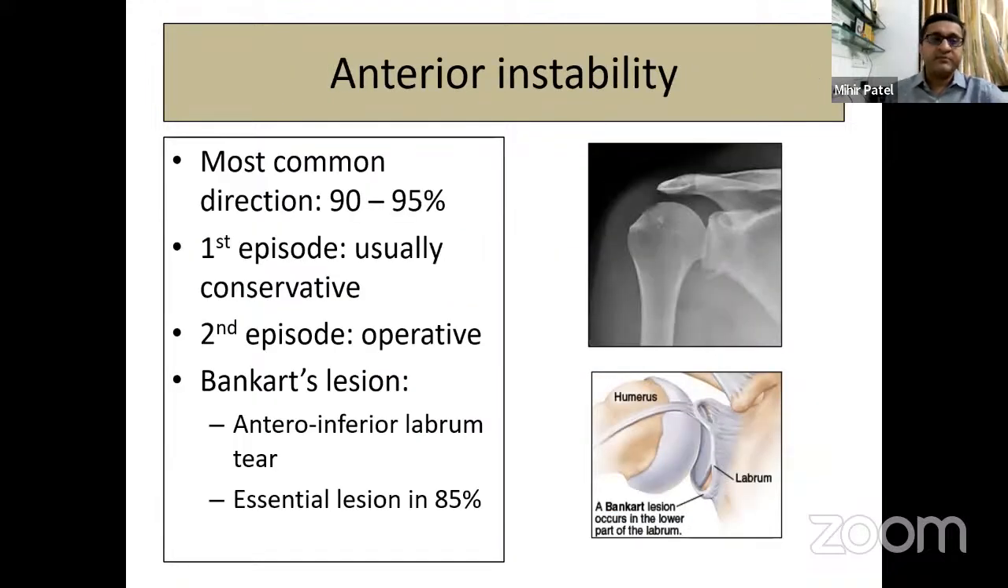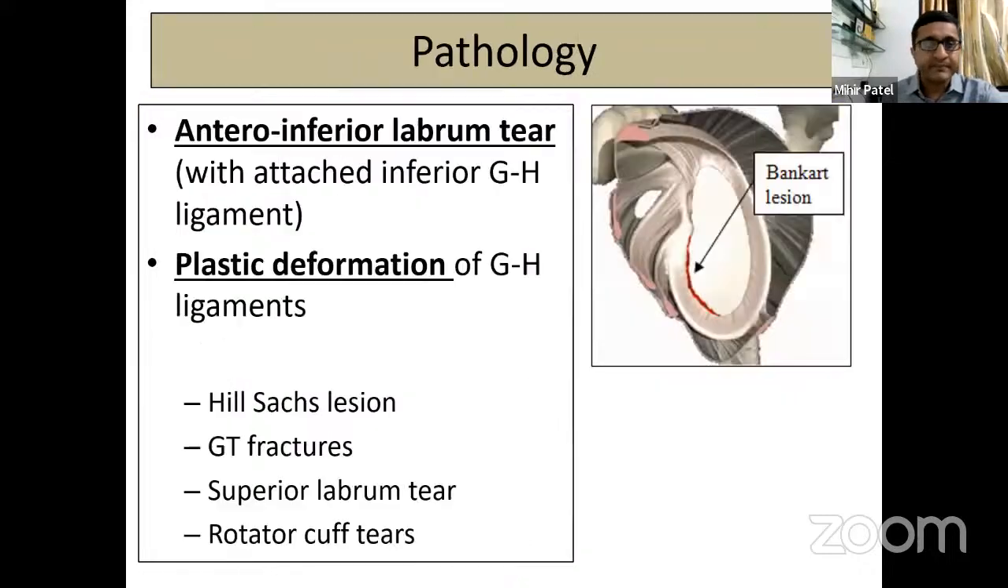So anterior instability is the most common unidirectional instability that we see. First episode is usually managed conservatively. A second episode, or multiple episodes, will require a surgical intervention. And Bankart's lesion, or a tear in the anterior inferior labrum, is the essential lesion that is seen in almost 80 to 90% of the patients.